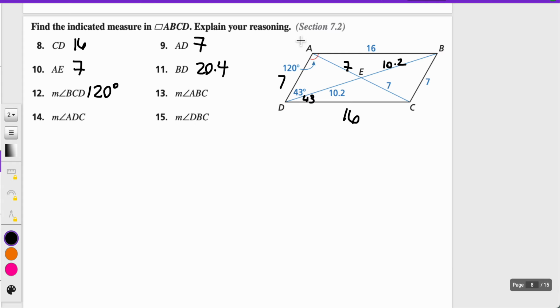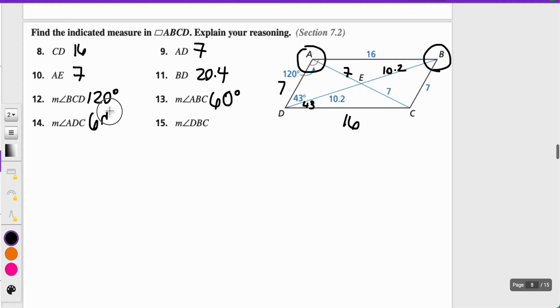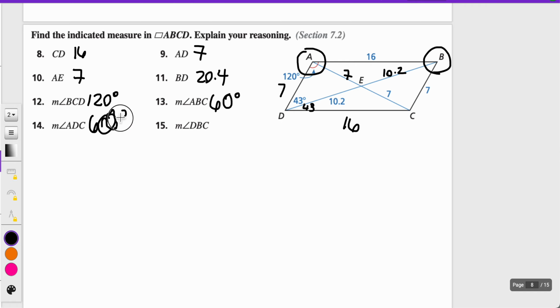Or I can look here and show if this is 120, this has to make a supplementary angle. So that would actually be better to look at. For ABC, that would be 60 degrees. Then for number 14, ADC would also have to be 60 degrees because that's, again, the parallelogram consecutive angles. And then DBC, that one is going to be the 43 degree angle because that one's the alternate interior angles. Okay, so that one was kind of tricky with those last three.